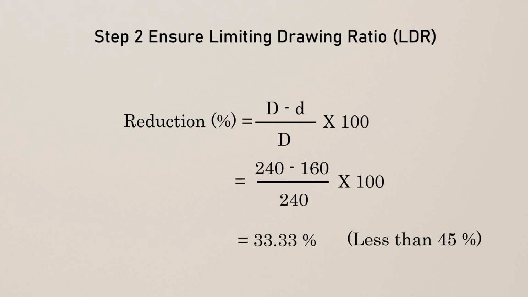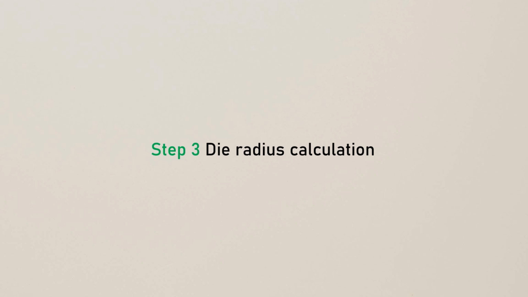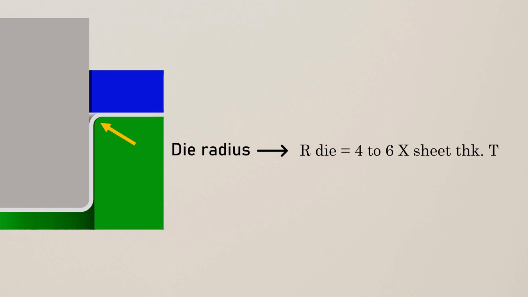Now let's move to calculating the die radius. For smooth material flow, the die edge must have a generous radius, ideally 4 to 6 times the sheet metal thickness, but never less than 3 times the sheet thickness, because a smaller radius hinders material flow into the die, which leads to tears and cracks.